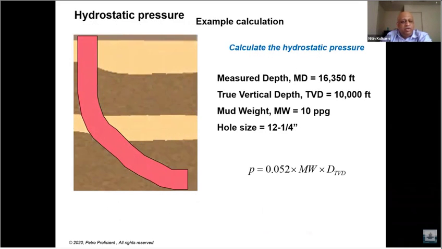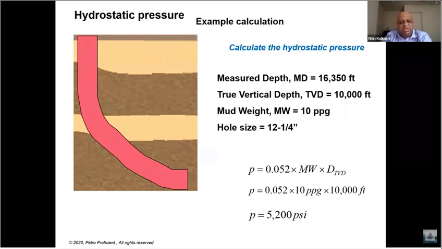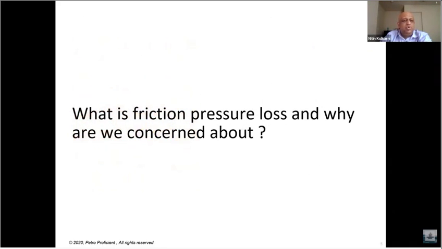If you see, you take into account true vertical depth. So in this example, if you have a 10 ppg mud system and your total vertical depth is 10,000 feet in a 1/4 inch hole, your pressure at the bottom would be 5,200 psi. A point to be noted here is that the hole size and the measured depth are not of any importance over here. The mud weight and the total vertical depth is what is required, and the constant, which is 0.05. So what is friction pressure loss and why are we so concerned about it?